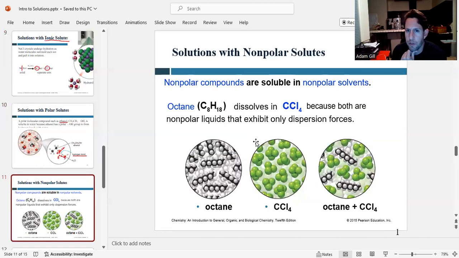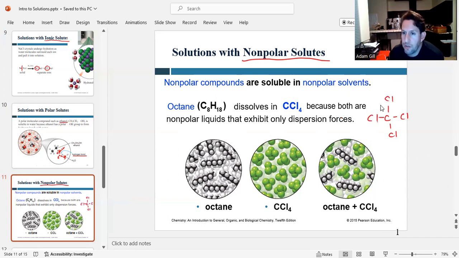Now, the last example we want to look at here are nonpolar solutes. And so a nonpolar molecule would be something like carbon tetrachloride, so CCl4. If you were to look at this molecule here, it's carbon connected to 4 chlorines. And because it's symmetrical, there is no net dipole. So this is a nonpolar molecule. And so it doesn't mix well with water, not at all.